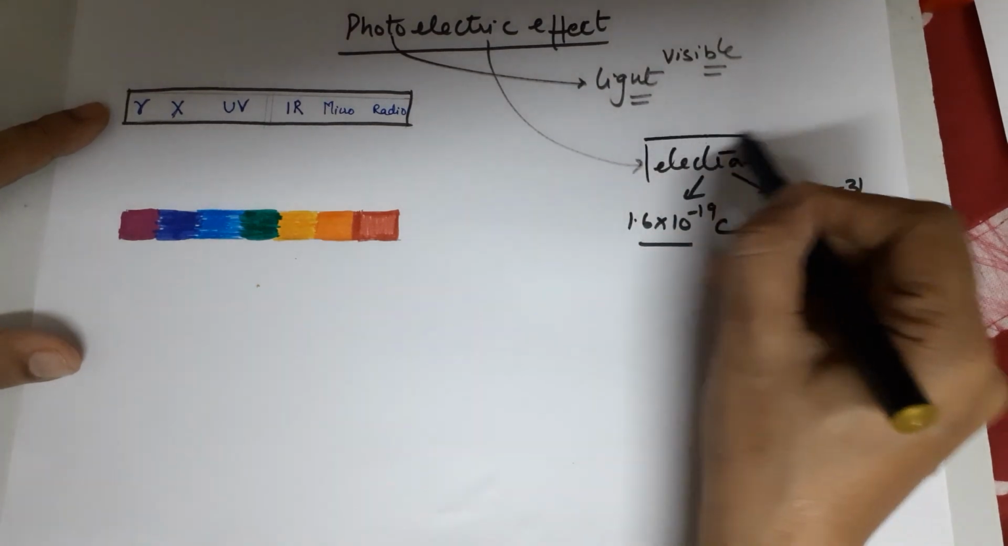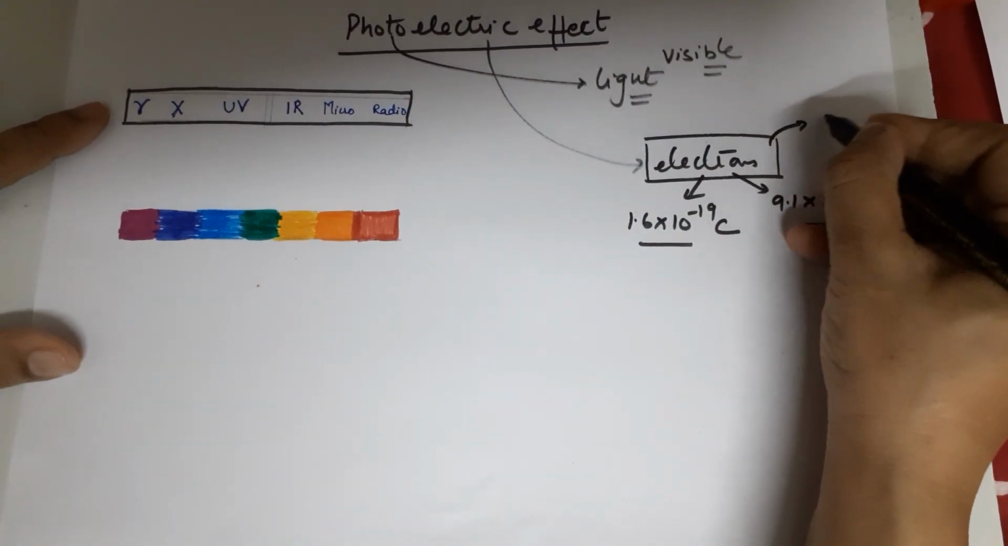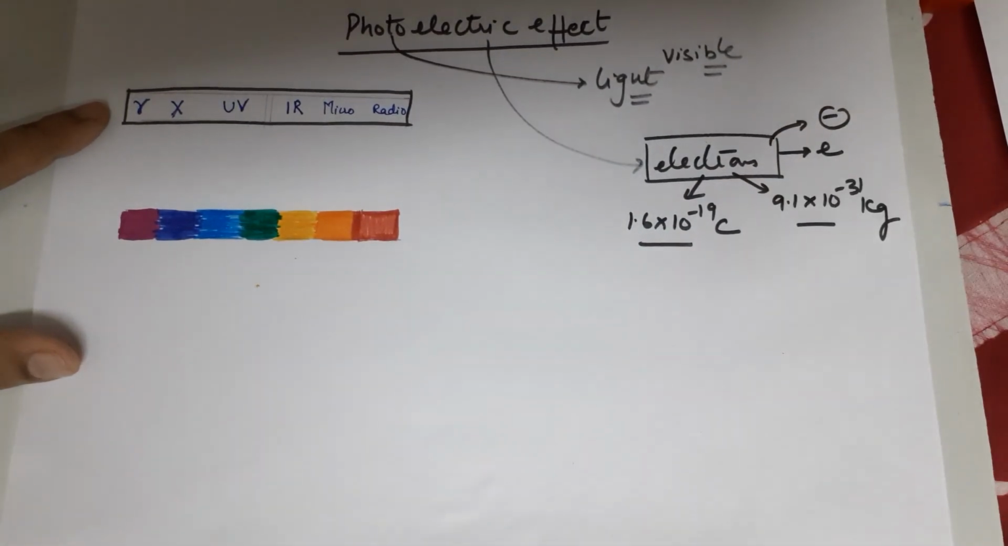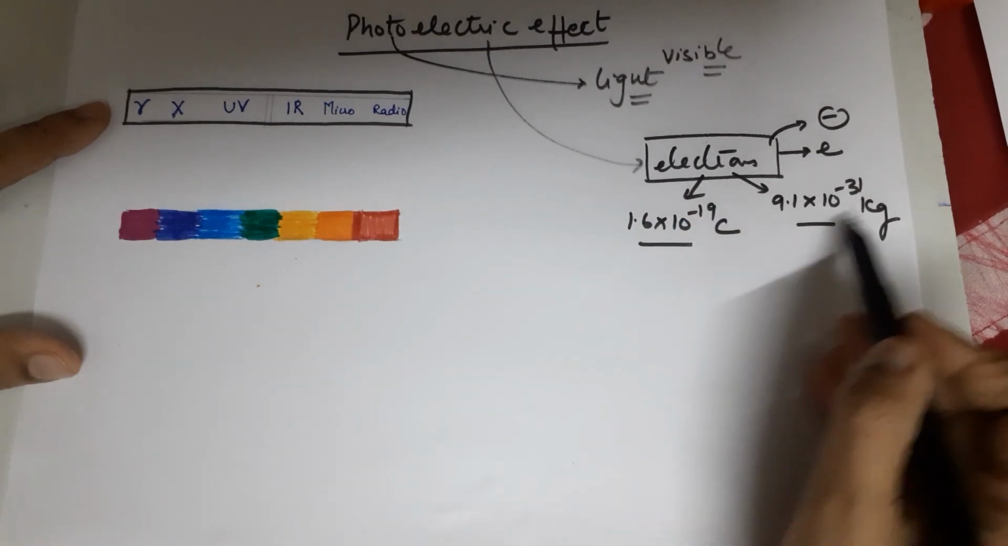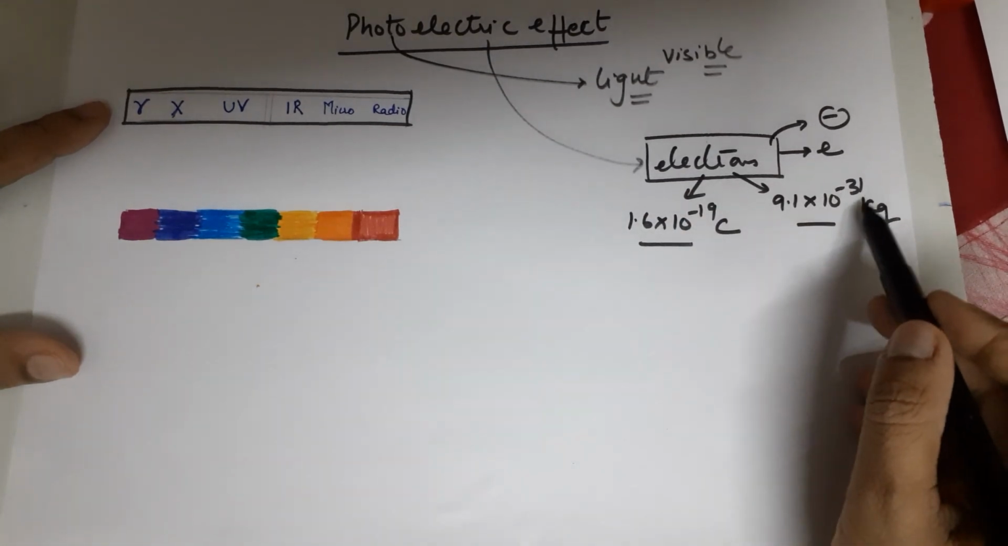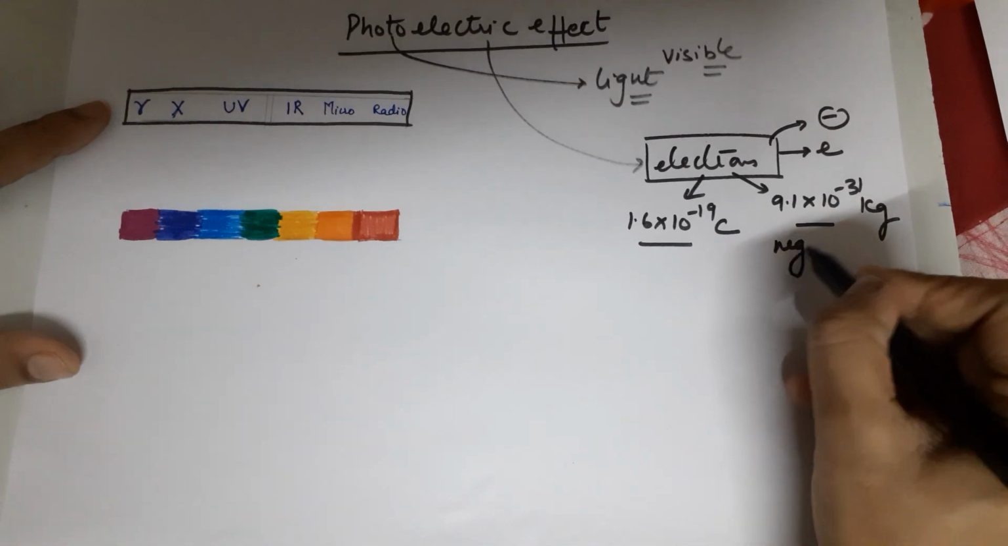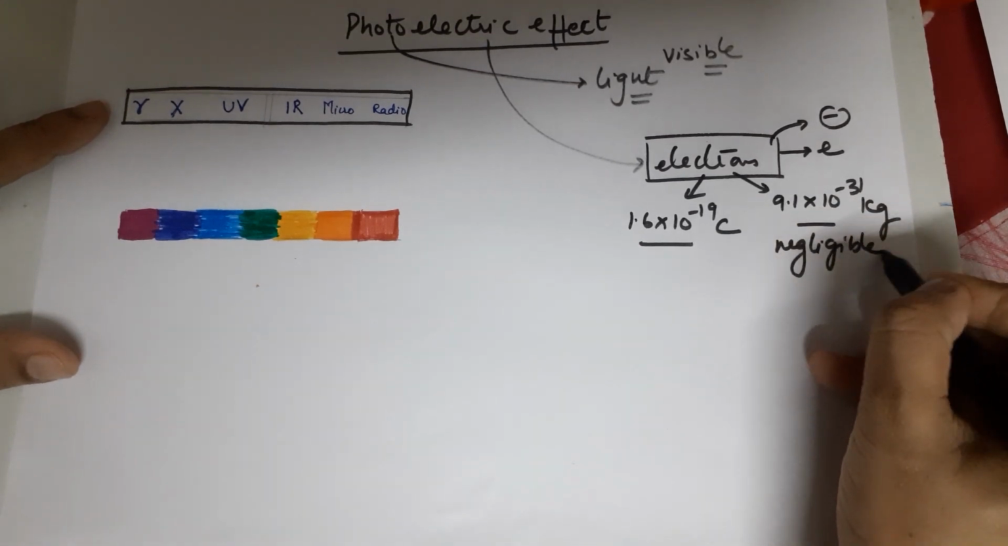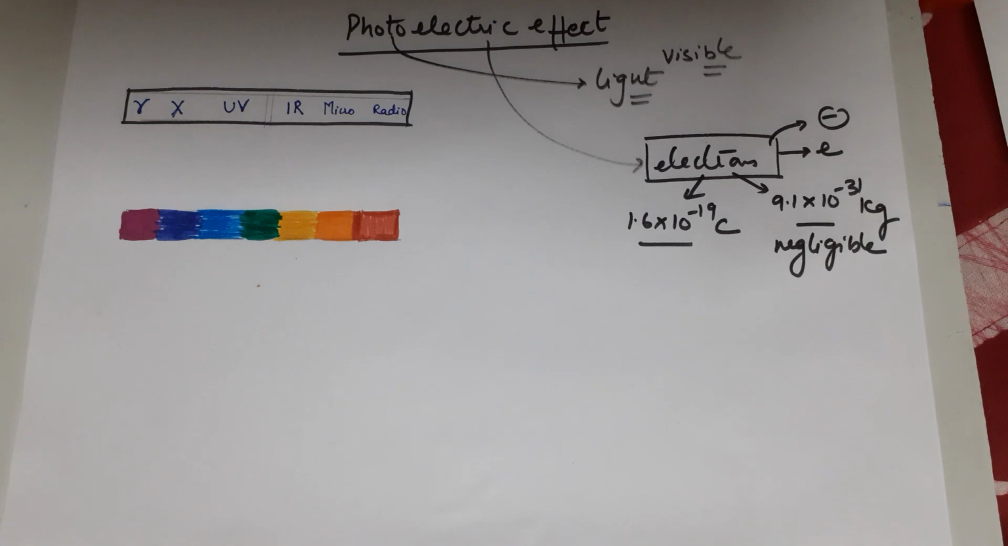So when we talk about an electron, it has a negative charge, we represent it as small e. The charge is itna coulombs and the mass is 9.1 10 to the power minus 31 kg, which is negligible for your information in comparison to protons and neutrons.